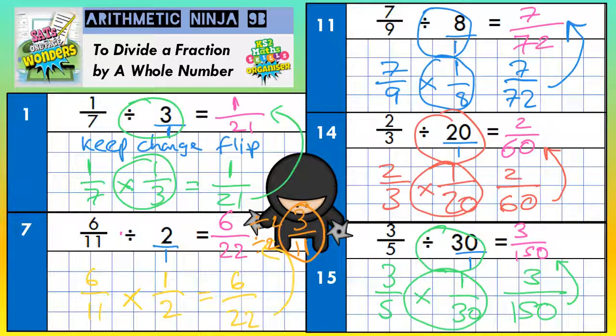Number 14, 2 and 60 can both be divided by 2. 2 into 2 goes once, and 60 divided by 2 is 30. So that one will be 1/30th. The final one, they both can be divided by 3. So 3 divided by 3 is once, and 150 divided by 3, well, 15 divided by 3 is 5, so 150 divided by 3 would be 50. So you could also have 1/50th as an answer too.